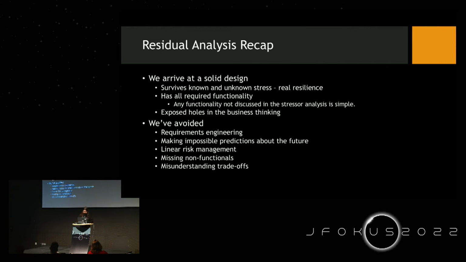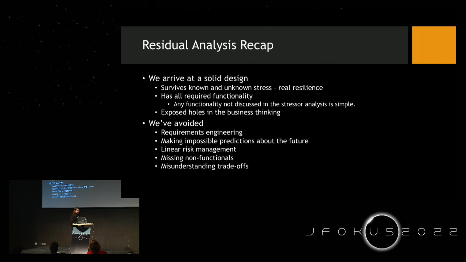So what happens is we arrive at a solid design, which survives known stress, obviously, and survives unknown stress, which is real resilience. It will have all the required functionality. You'll capture all of that functionality as you talk about flows, as you stress the system, as you look at attractors. You don't need to ask about functional requirements. Another byproduct of this is that you very quickly expose holes in the business thinking, like the idea with key fobs, which was obviously, on a business level, wrong.